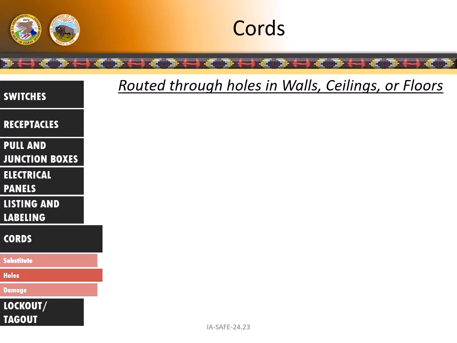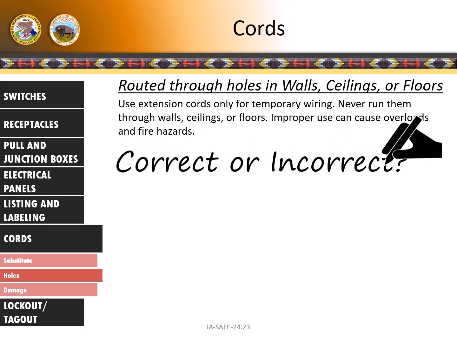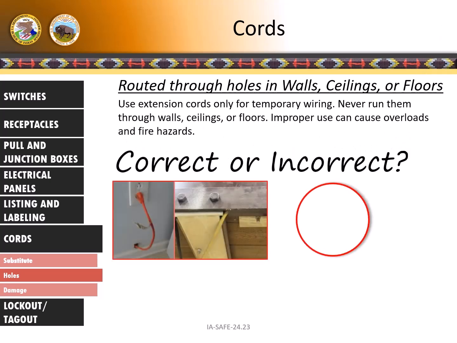Routed through holes in walls, ceilings, or floors. Use extension cords only for temporary wiring. Never run them through walls, ceilings, or floors. Improper use can cause overloads and fire hazards. Are these examples correct or incorrect?